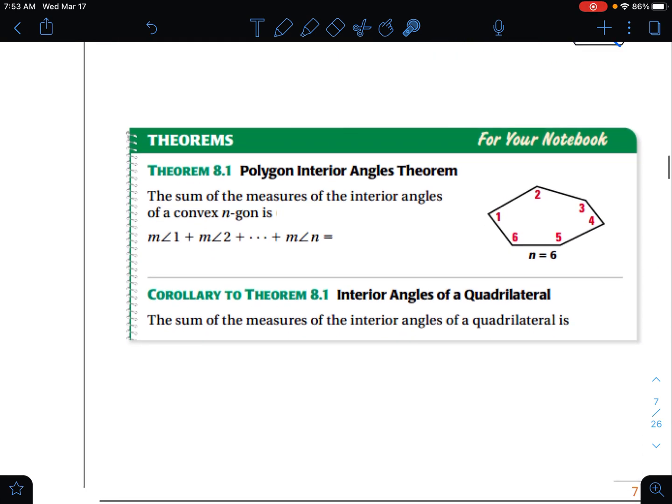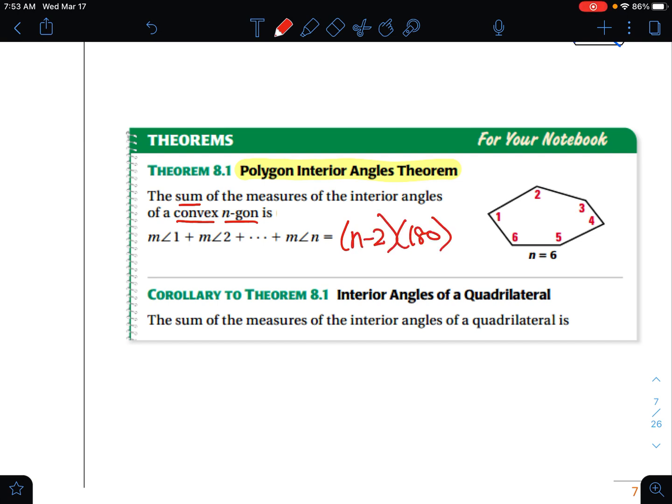Okay, so what we just talked about is the theorem. So it's called the Polygon Interior Angles Theorem, and it says that the sum of the measures of the interior angles of a convex n-gon, so any number of sides. So I've got, measure of angle 1 plus measure of angle 2 all the way up to however many sides is the formula n minus 2 times 180. Okay, so we're looking for the sum, the total. So if I want the total, I can just plug it into this formula.